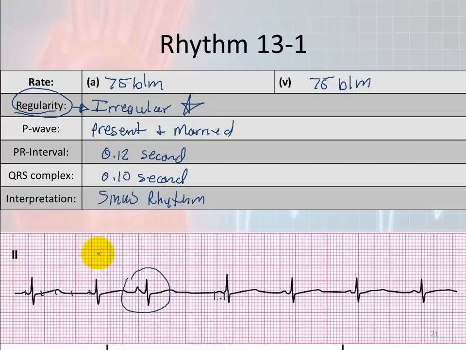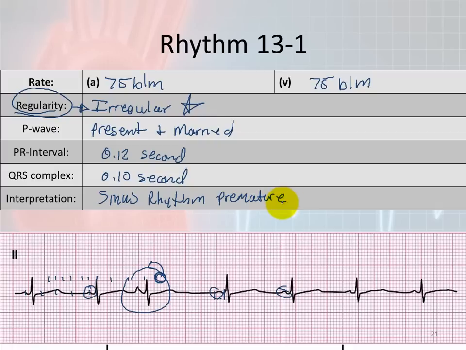Well, in this case, we look at the irregular beat here, and what do we have? We have a P wave that looks a different morphology than every other P wave that we have down here. If we march this out, we have 1, 2, 3 and a half. Did I do that right? No. 1, 2, 3, 4 big boxes. 1, 2, 3, 4 big boxes. This is where the next one is supposed to occur, and it occurred early in the cardiac cycle. So we know it's premature.